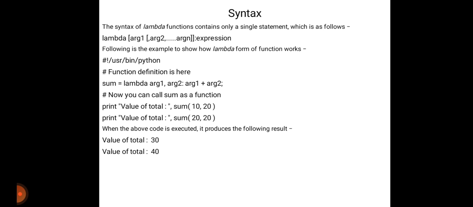So print value of total is what? Sum 20, 20. In this manner, 10 plus 20, 20 plus 20, 20 plus 30, 40 plus 20, in this manner. So when the above code is executed, it will get the value: value of total is 30, that is 10 plus 20 is equal to 30, and here total value is 40, means 20 plus 20 is 40. So in this way the lambda function works.